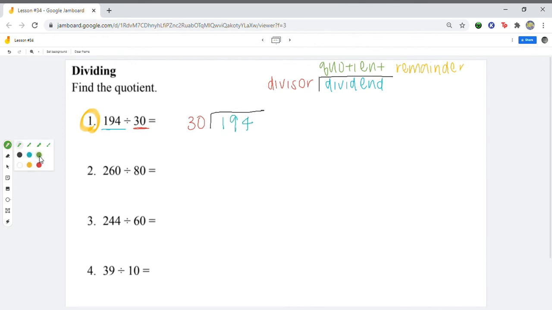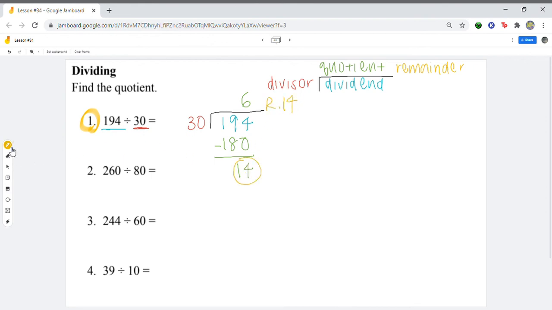So I'm going to take the green for the quotient. So 30 goes into 194. This might involve more thinking as you do this. But you will know that 30 goes into 194 6 times because 30 times 6 is 180. And when you subtract this, 194 minus 180, you will end up with 14. This is your remainder. So I'm going to write remainder 14 over here.